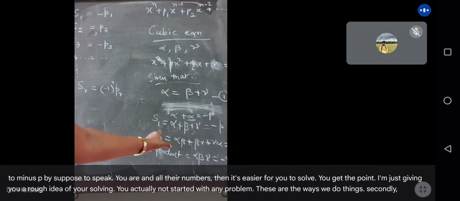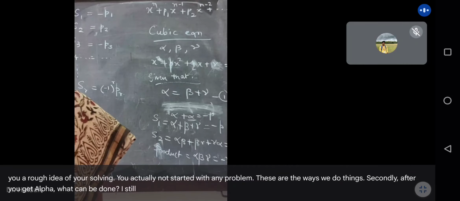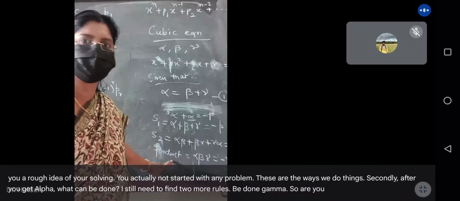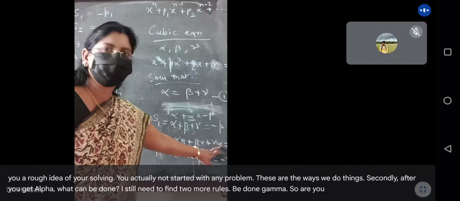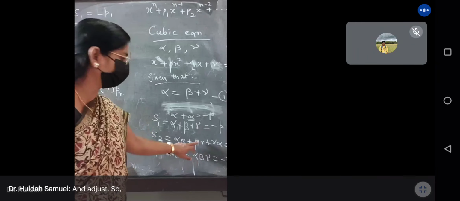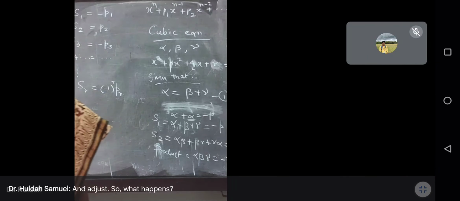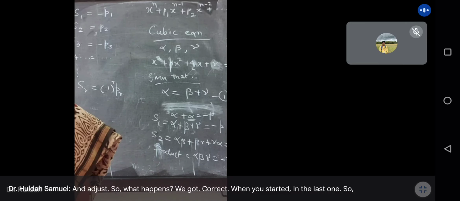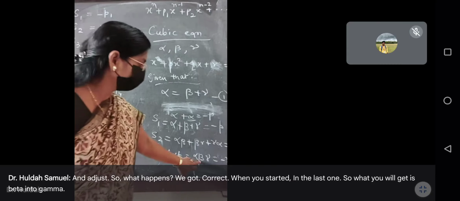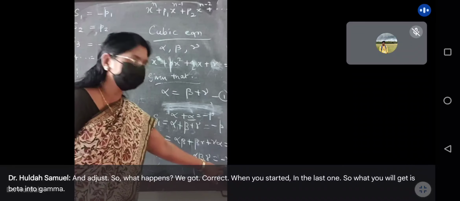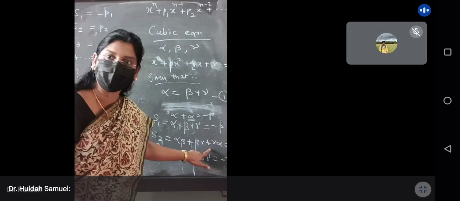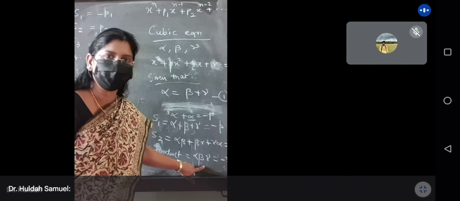Secondly, after you get alpha, what can be done? I still need to find 2 more roots, beta and gamma. So I use this one and this one. Let me put alpha here. So what will happen? Everything will be in terms of beta and gamma. Correct? Then again use the alpha value in the last one. So what you will get is beta into gamma, alpha into this. Here you will get some alpha times beta plus gamma type, here you will get beta into gamma type.